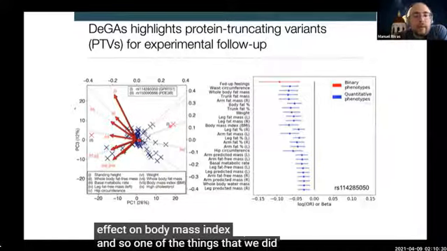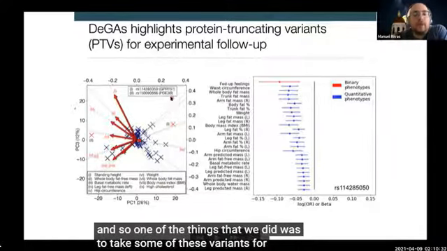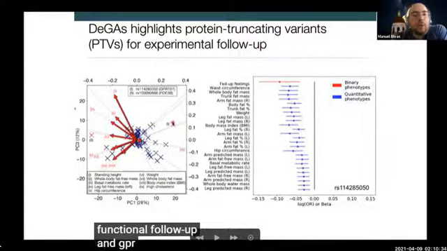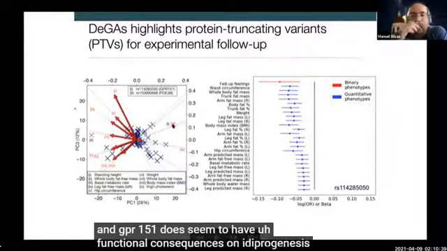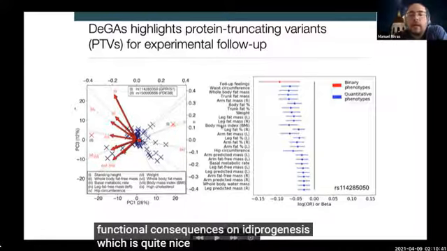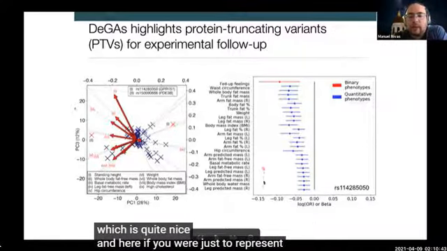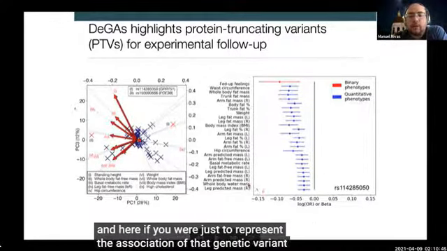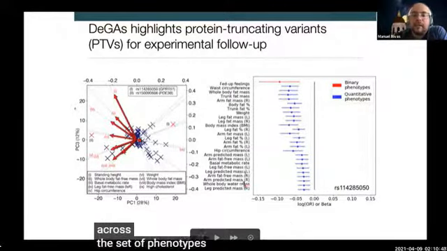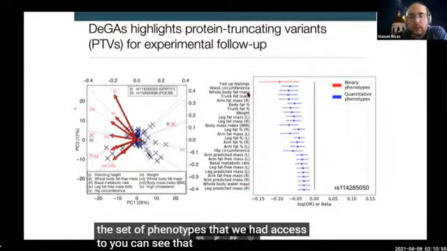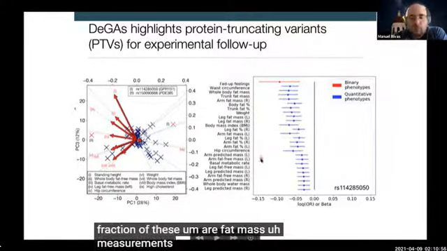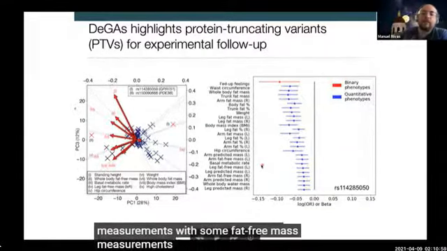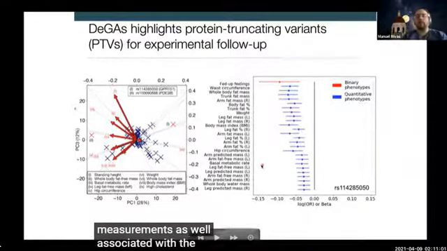And so one of the things that we did was to take some of these variants for functional follow-up. And GPR151 does seem to have functional consequences on adipogenesis, which is quite nice. And here, if you were just to represent the association of that genetic variant across the set of phenotypes that we had access to, you can see that a large fraction of these are fat mass measurements, with some fat-free mass measurements as well associated with the genetic variant.